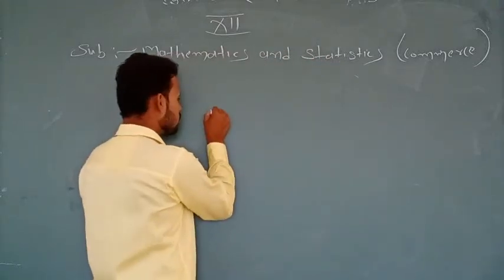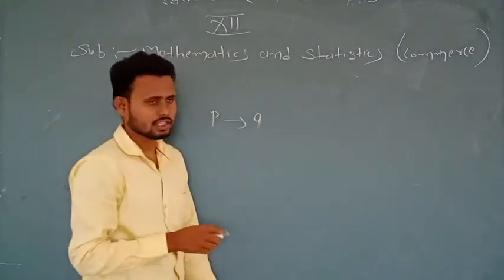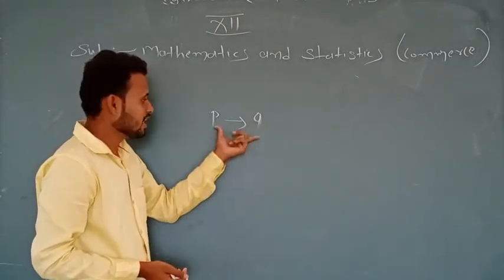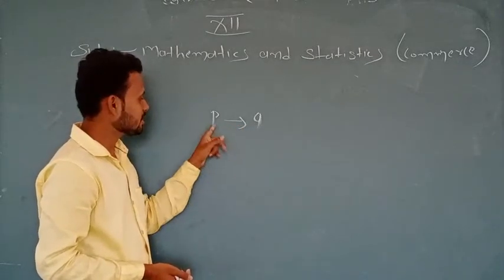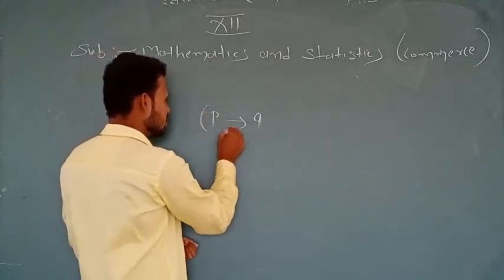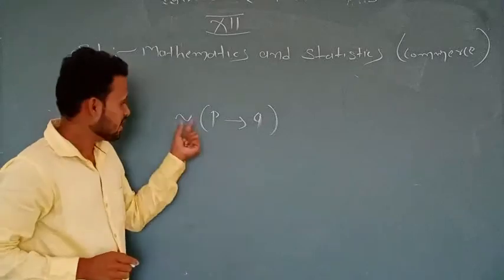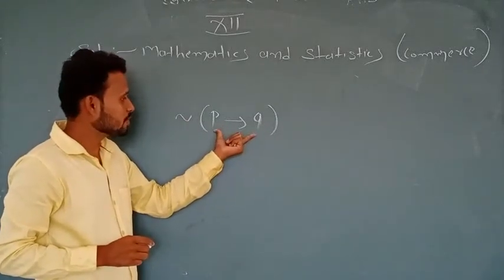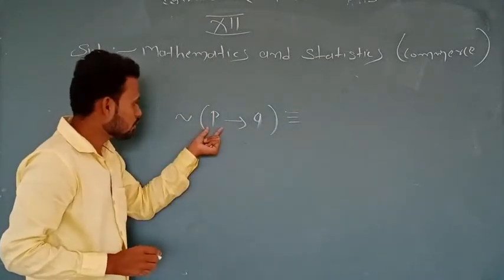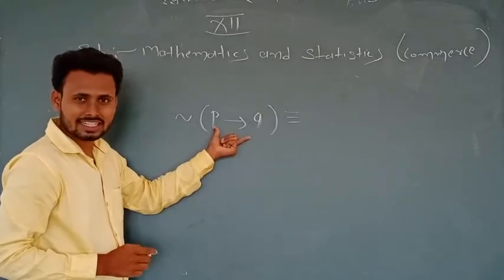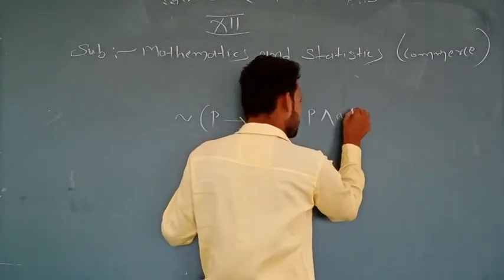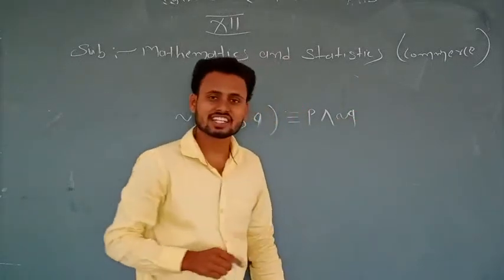Suppose this is P implies Q. It is a conditional statement of two simple statements P and Q, and our point is that the negation of a conditional statement means just the negation of that conditional statement. The negation of a conditional statement of two simple statements P and Q is just the conjunction between the first statement P as it is and the negation of the second statement Q.